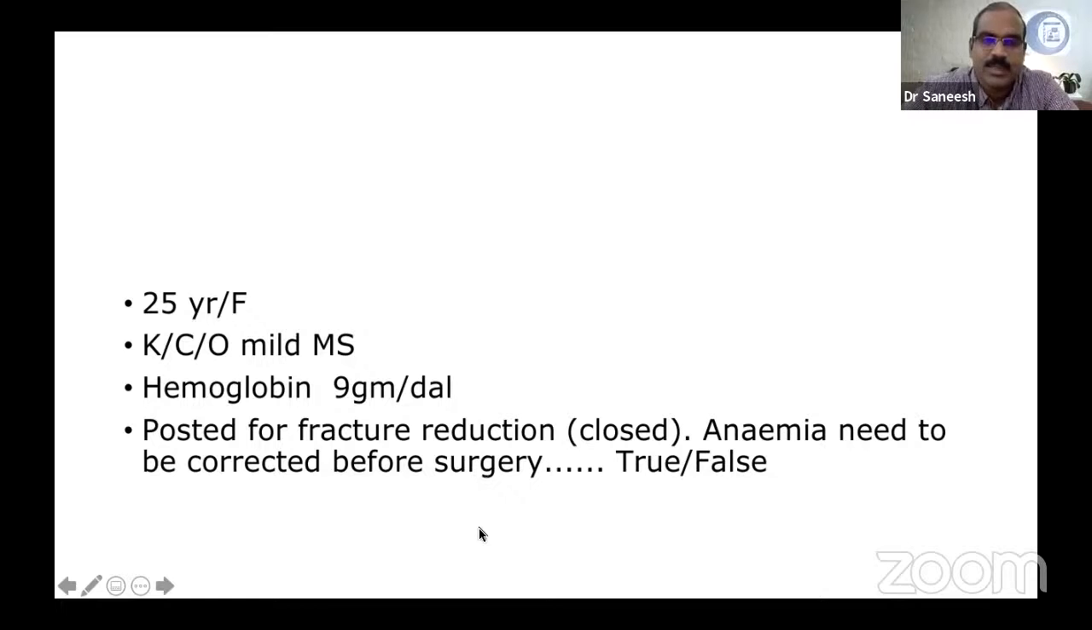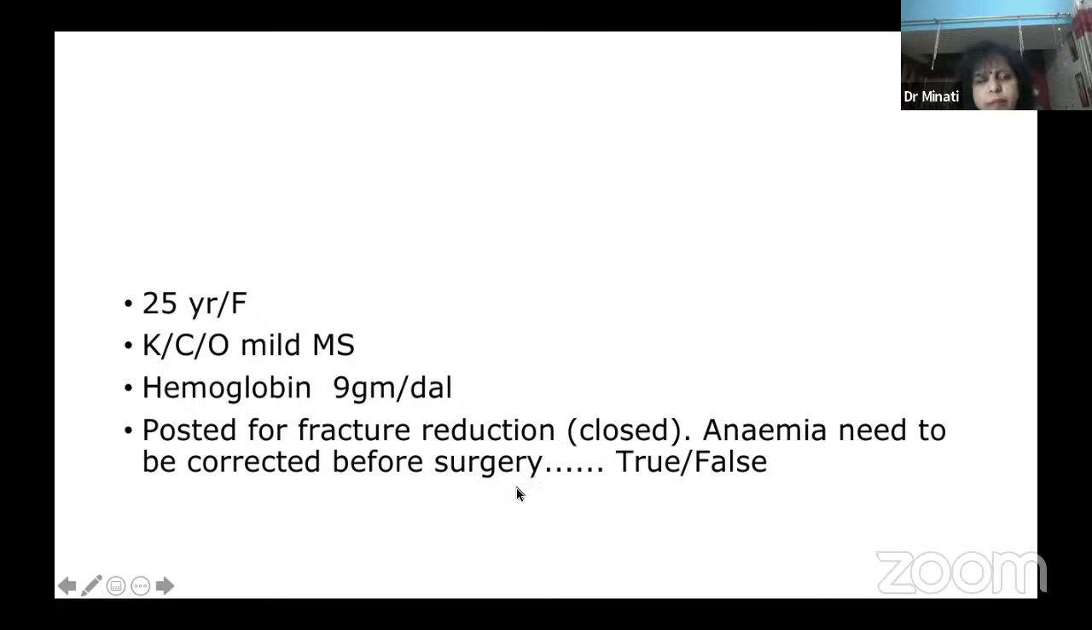Okay. So 67% say no, they don't need to correct anemia before the closed reduction. Dr. Minati? That 67% is right. You don't need to correct the anemia because it's a closed surgery. It hardly takes any time. But if it is a major surgery, definitely you have to correct the anemia before, when there is anticipated blood loss.